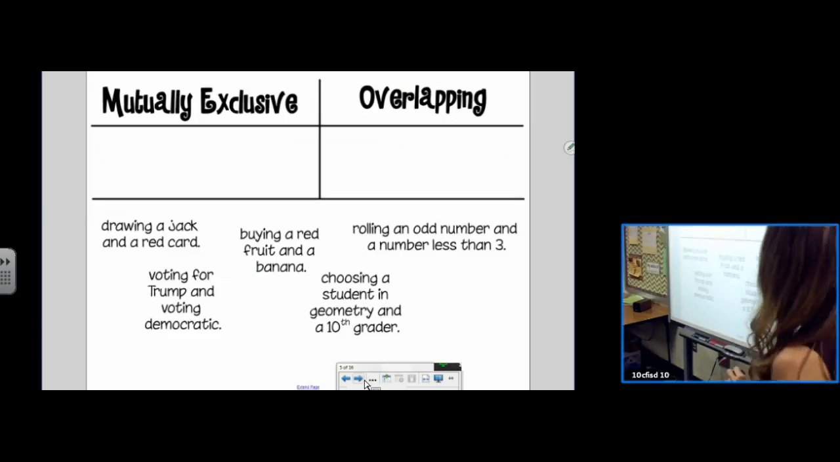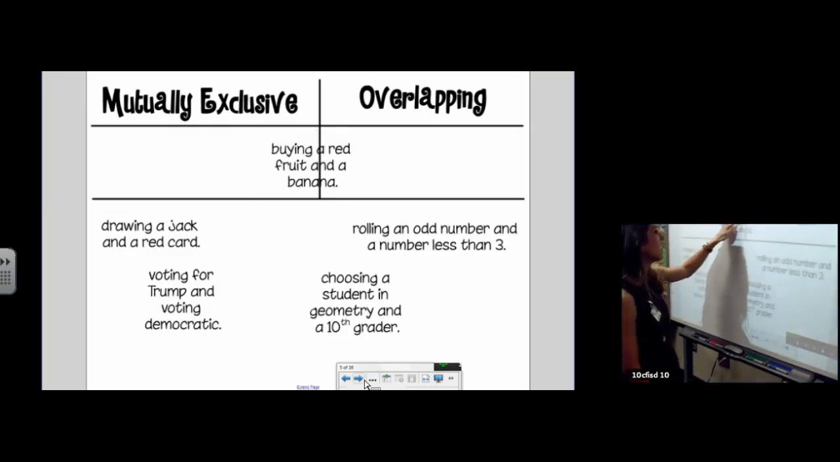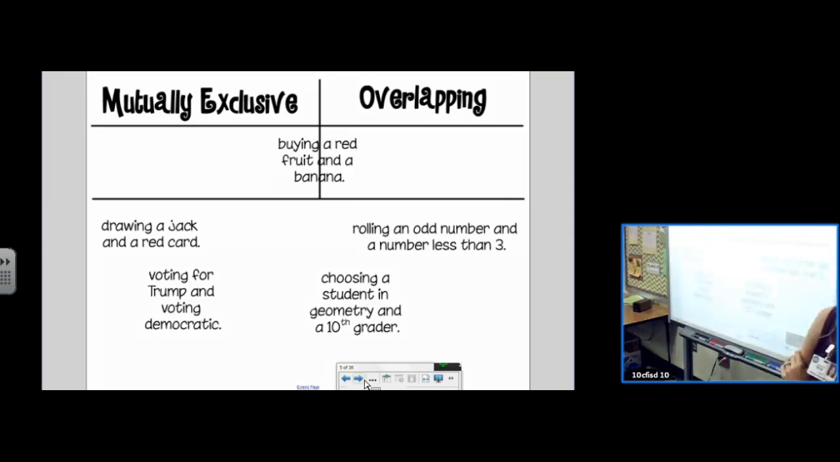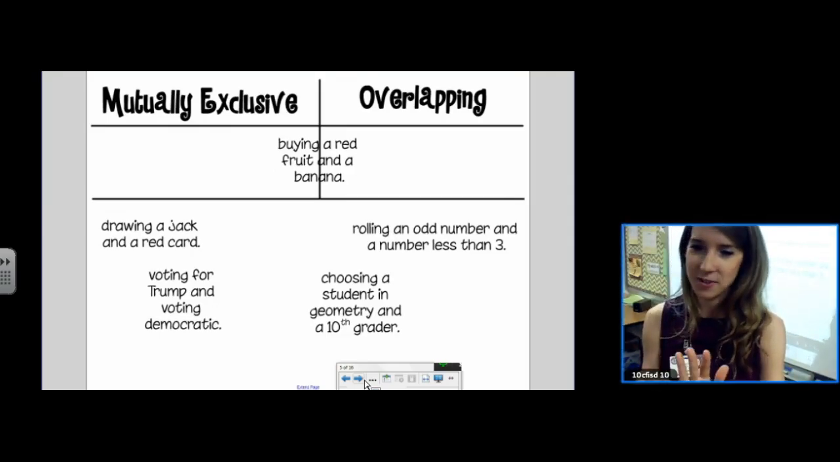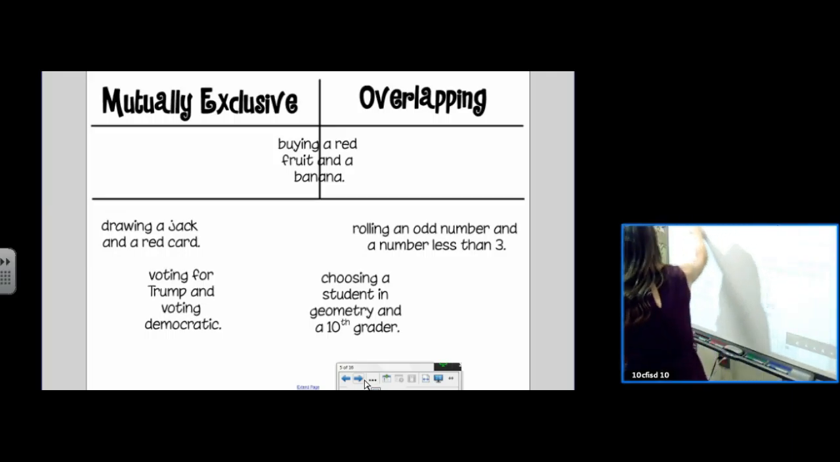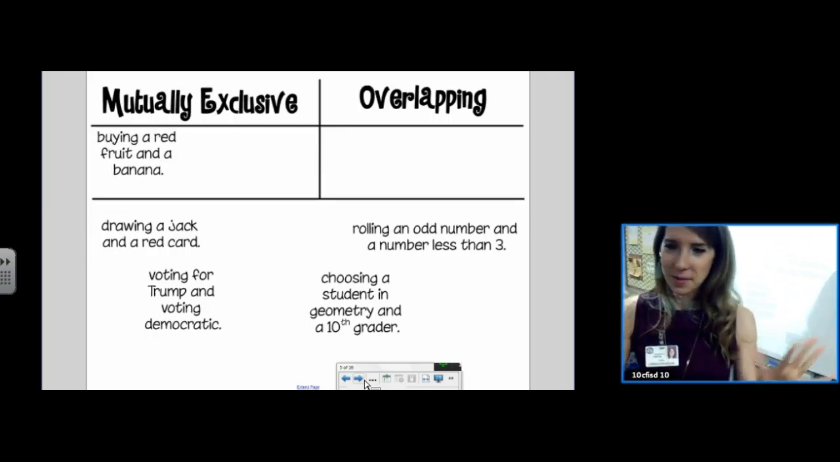All right, so let's see if we can determine whether these events are mutually exclusive or overlapping. This is the fun stuff. Okay, buying a red fruit and buying a banana. Don't play devil's advocate here. Just normal answers only. What do you think? Mutually exclusive. Most bananas aren't red. If you've seen a red banana, I don't even want to hear about it.